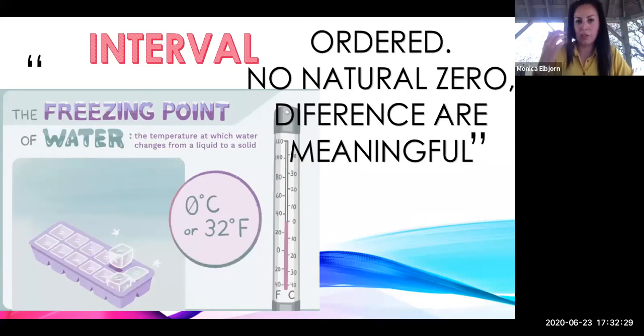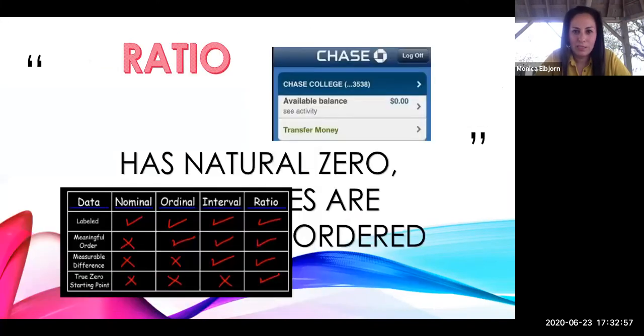You cannot subtract and get a 0 that means you have no temperature at all. It's part of the measurements. Let me see if I have another example of that one. Let me think about something that has a 0 as an example. Or let's go to ratio.